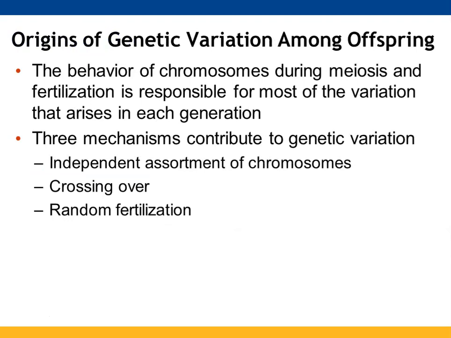Factors that can play a role in leading to genetic variation: the fact that the chromosomes can assort independently. There's no particular reason why mom's chromosome 1 has to follow mom's chromosome 2. It could be any particular combination. We have the crossing over in prophase 1, and then just the random chromosomes that are going to be combined together as a part of fertilization.